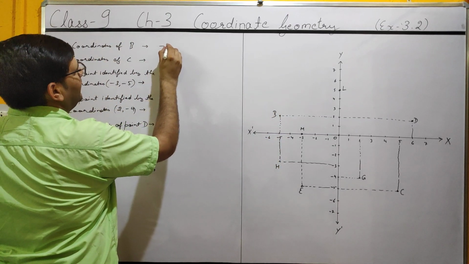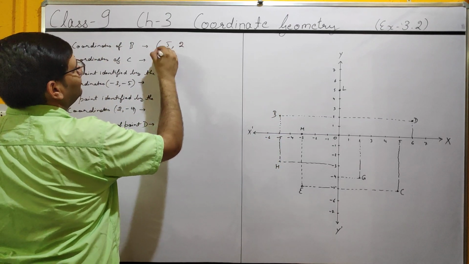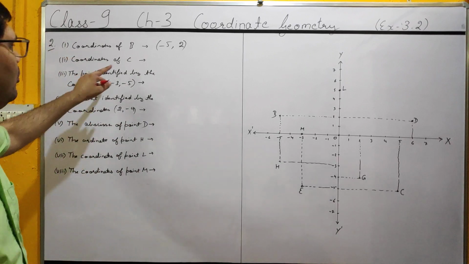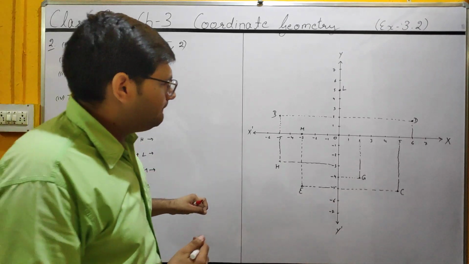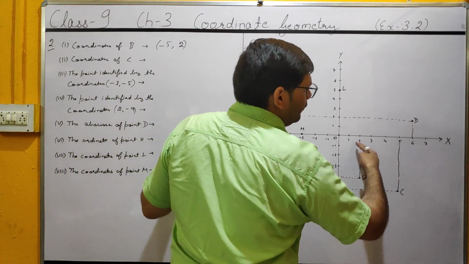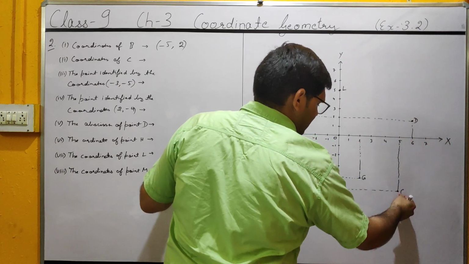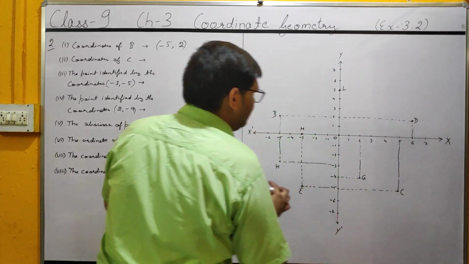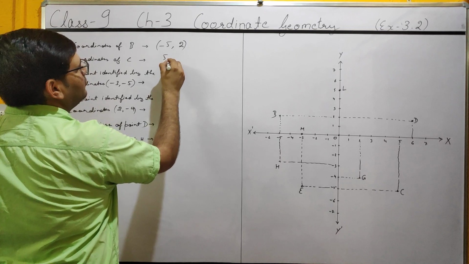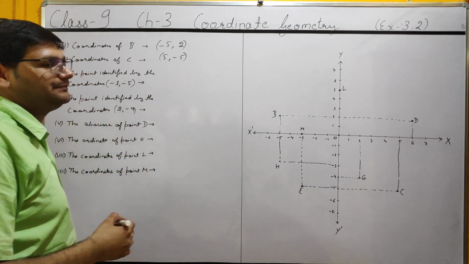So the answer will be -5 and 2. Now, coordinates of C. Where is C? This is C. First of all, on the x-axis, x is 5 and y is -5. So it will be 5, -5.